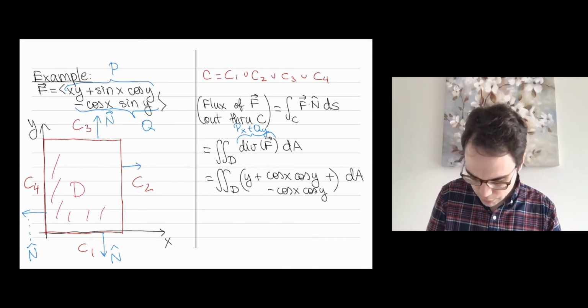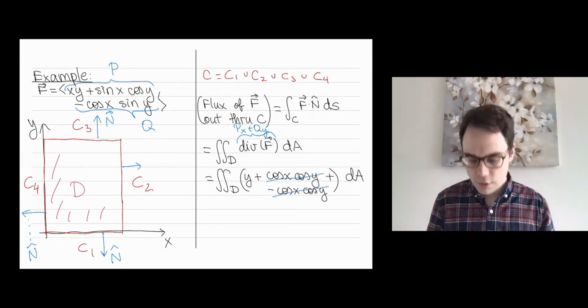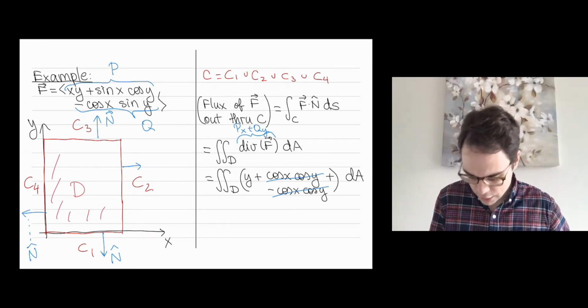Okay, so we computed the partials, and this bit cancels with this bit. So we just have to compute this flux. We just have to integrate the function y over this rectangle. I mean, that I can do pretty quickly.